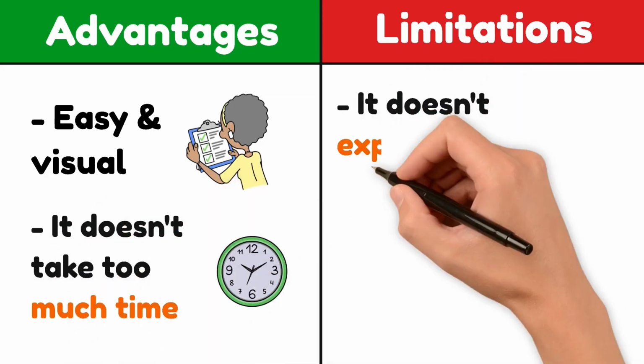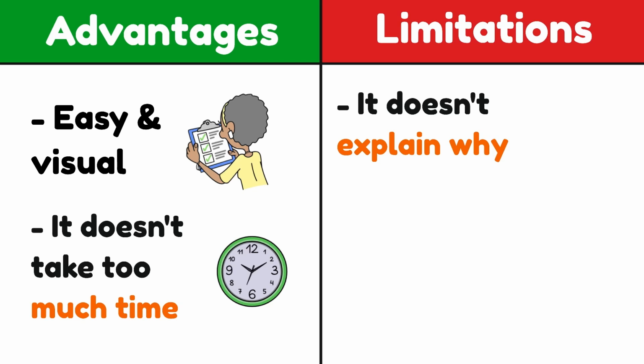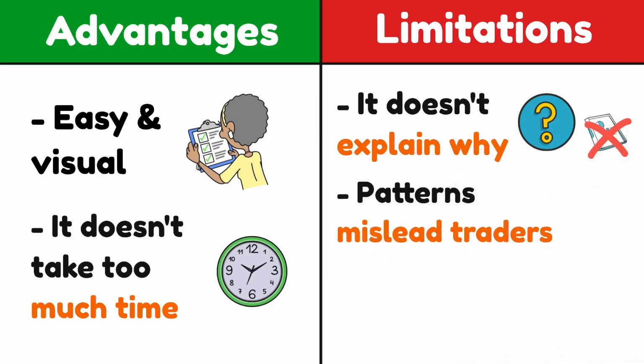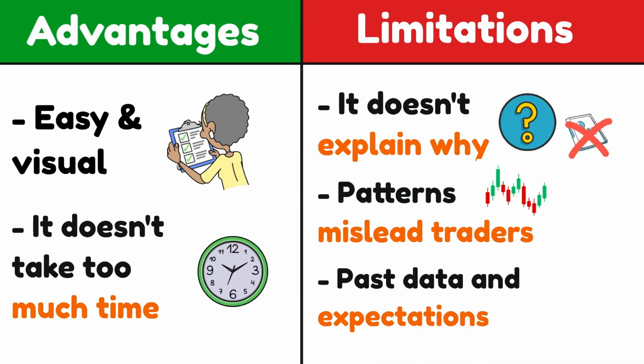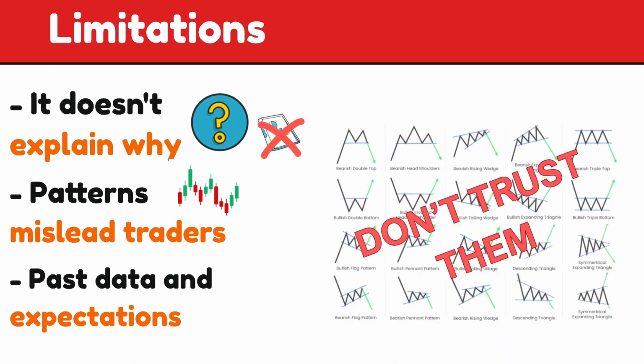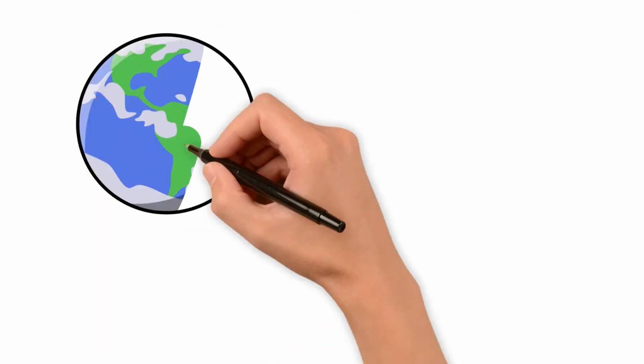However, technical analysis shows what the price is doing, but doesn't explain why. It doesn't take into account company fundamentals or news. Sometimes, patterns and breakouts don't lead to the moves traders expect, which can be misleading. It also relies on past data and assumes history will repeat itself, but the market can be unpredictable and influenced by new events.